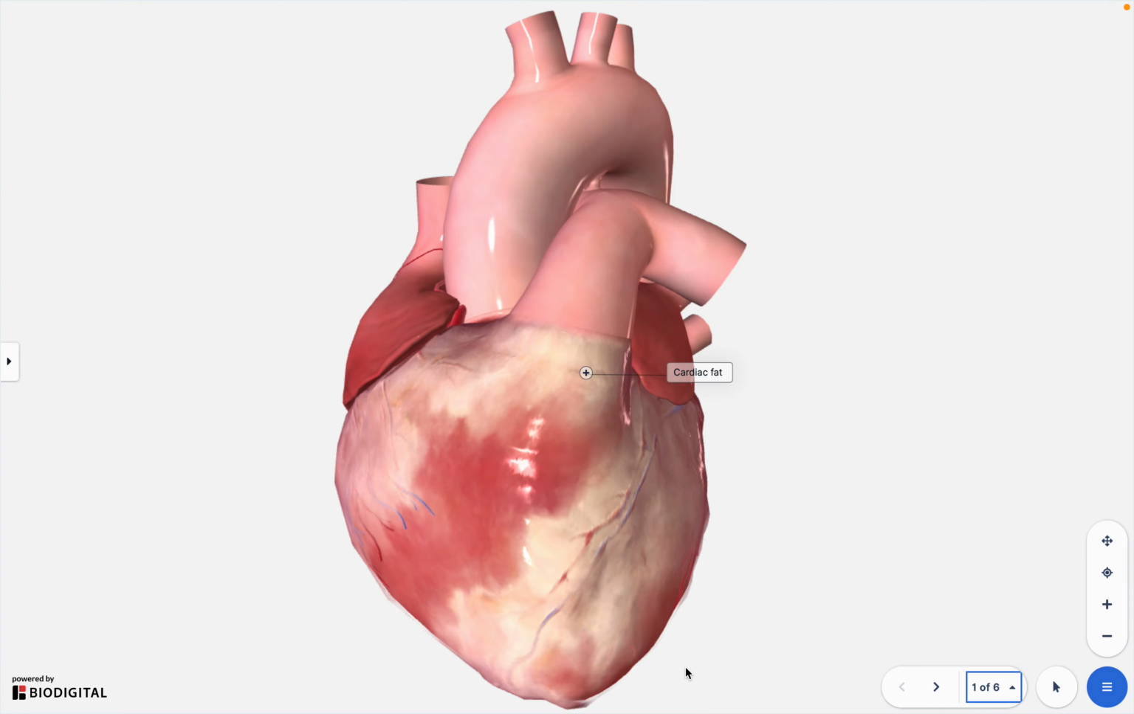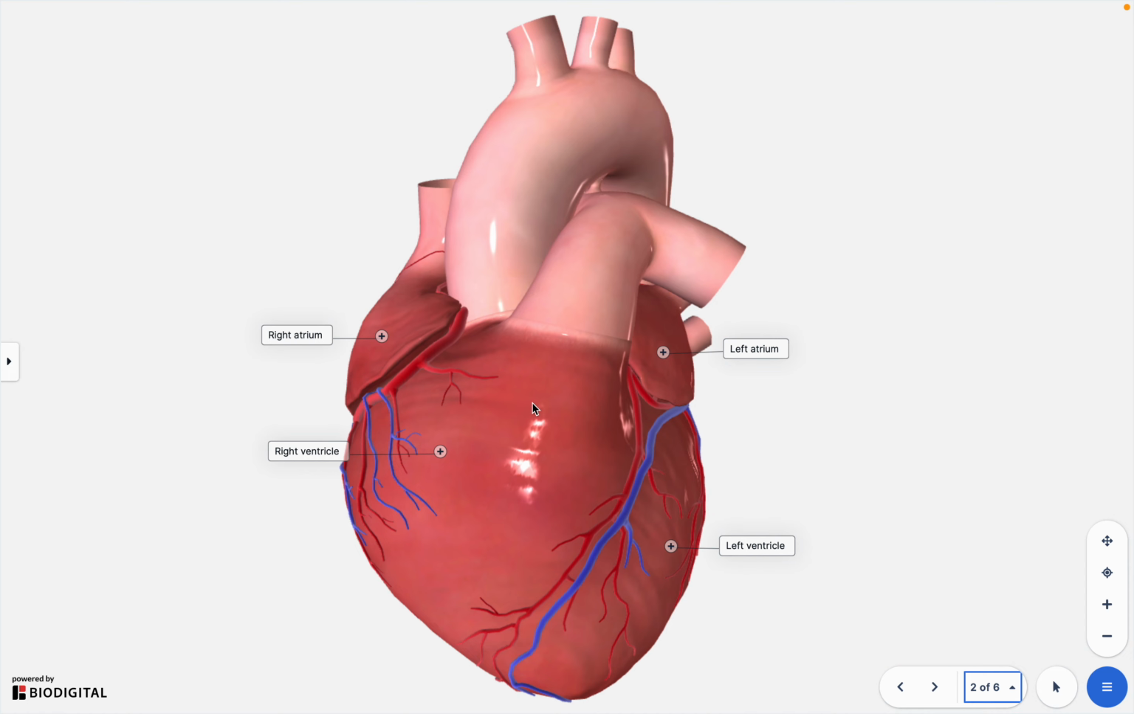Today we'll be going over the pathway of blood through the cardiopulmonary circuit. So this is your heart. Your heart acts as the pump for the entire circulatory system. So let's go over the heart real quick.